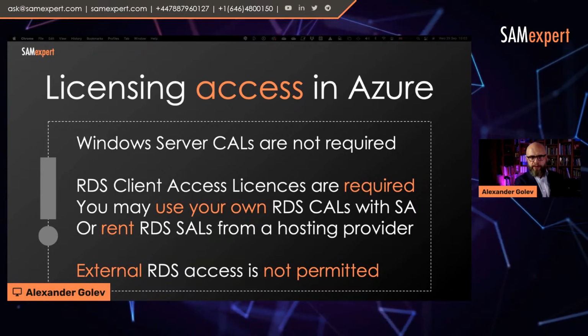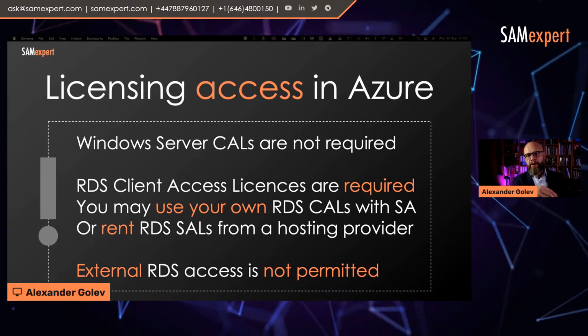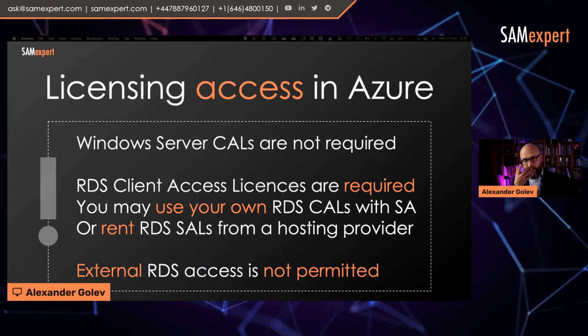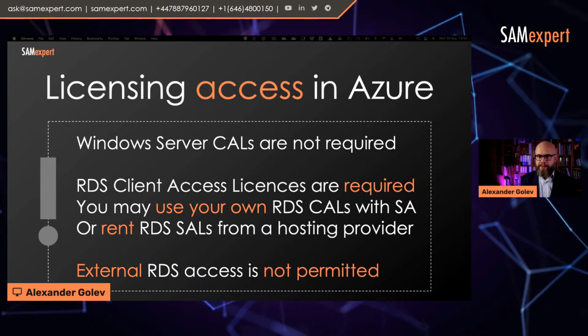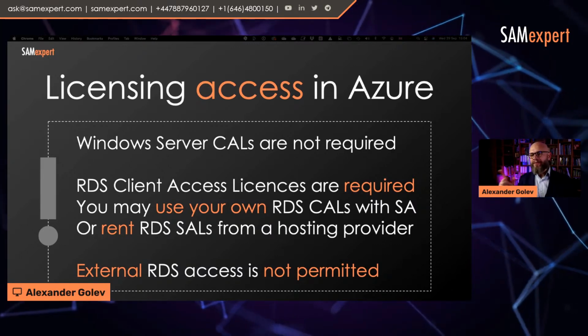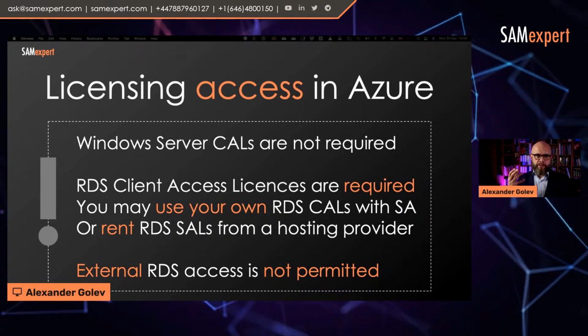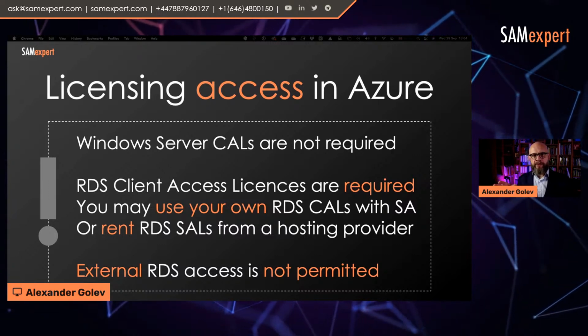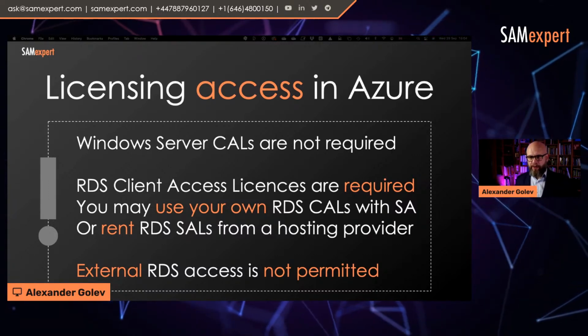You may use your own CALs with software assurance if you have them. You may buy them specifically for that. You may buy a subscription license. Or another option is, if you don't want to buy your own licenses and pay for SA, you can also rent them from any hosting provider, which is a SPLA provider. You can rent RDS SALs. It's a rental license, equivalent of the CAL.